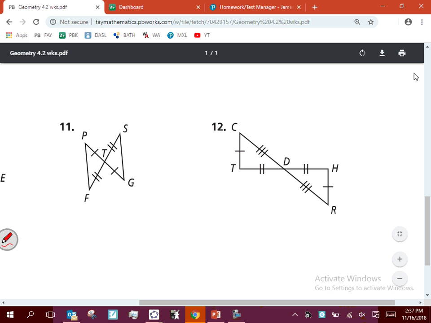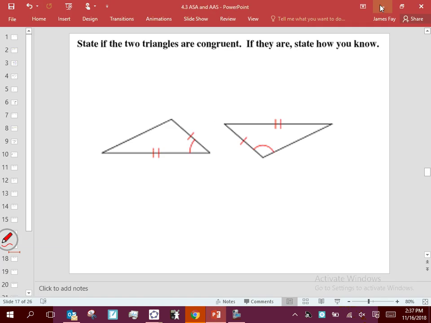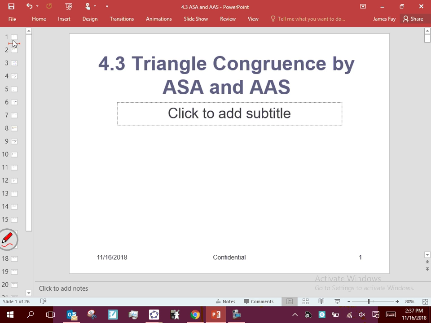Is that an okay assignment? Pretty easy? Okay, so that was hopefully gearing us up for what we do today, because you're going to see it again, but now we're going to have four ways of determining congruency. In section 4.3, we're going to talk about angle-side-angle, or ASA, and angle-angle-side, or AAS.